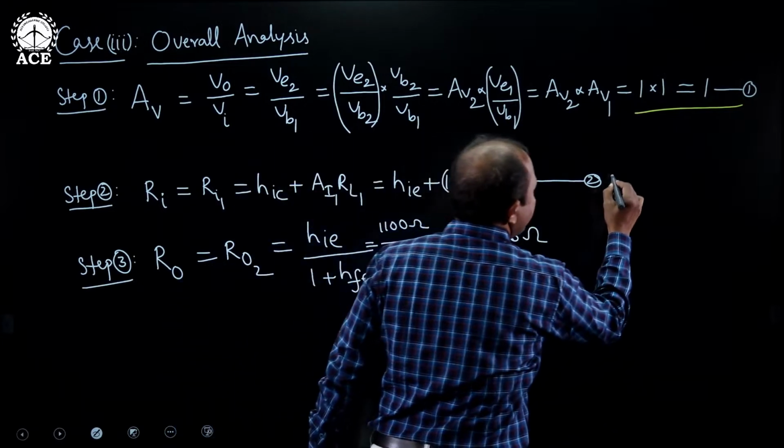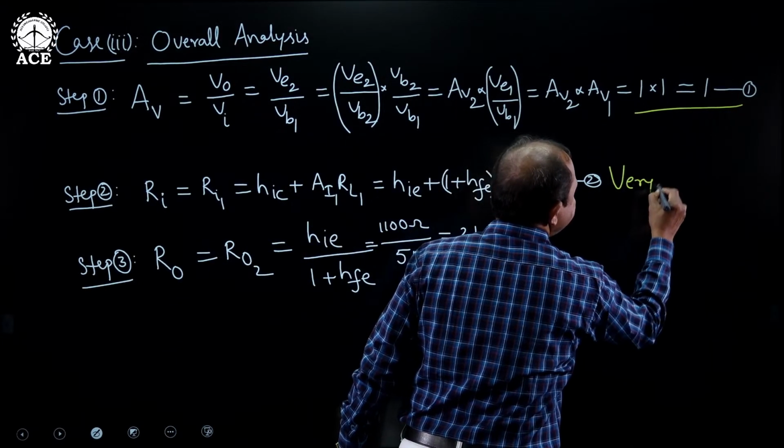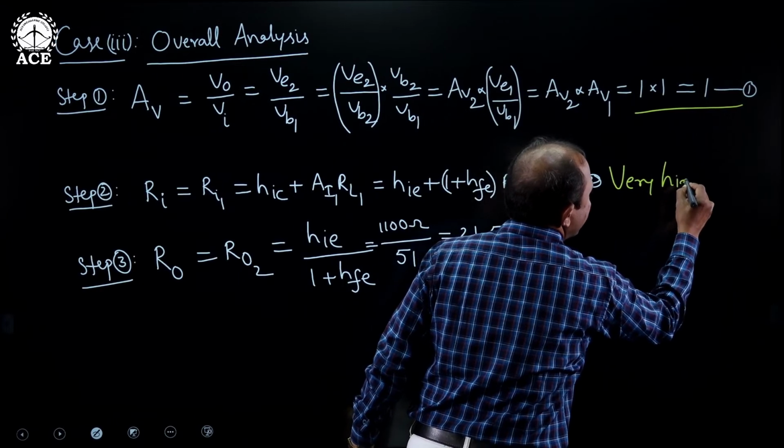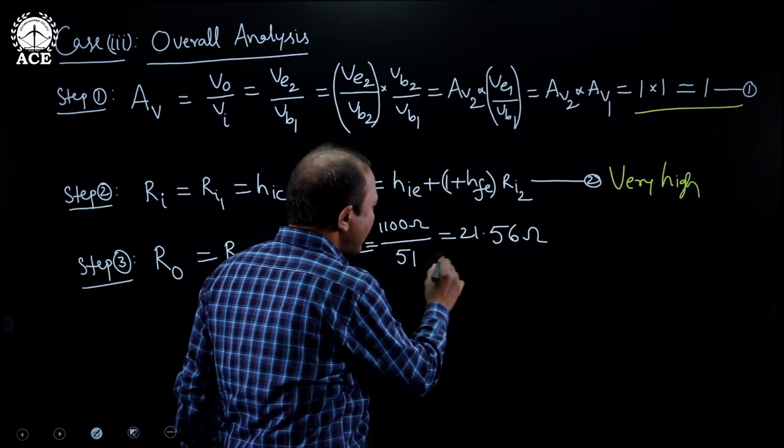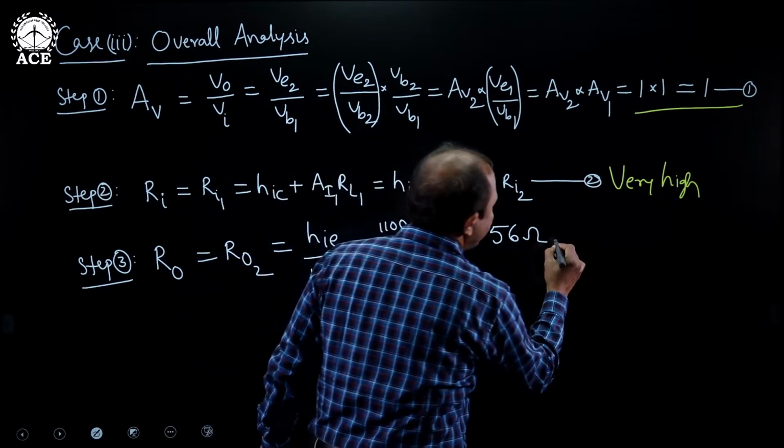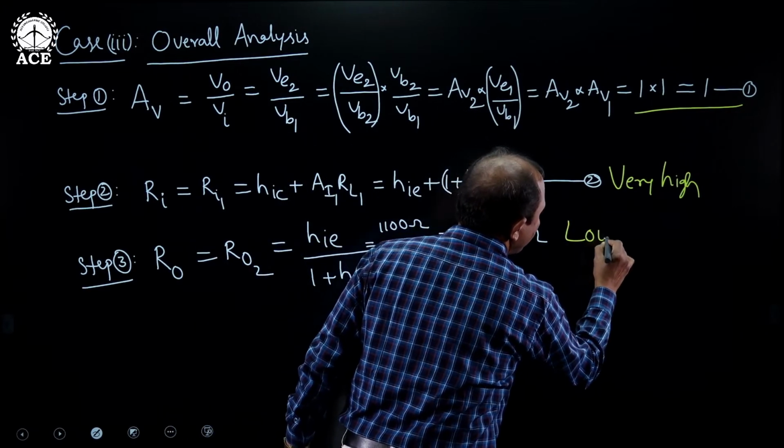Overall input resistance is very high, in the range of hundreds of mega ohms. Overall output resistance, just 21.56 ohms, means very low.